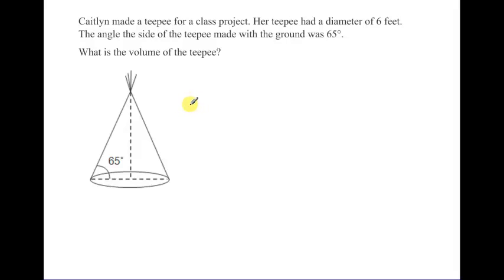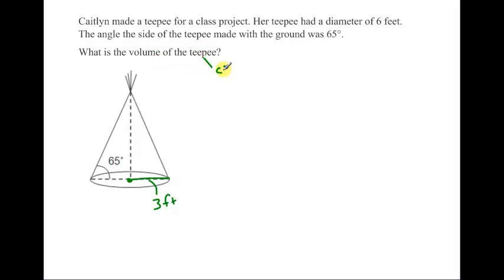This one looks a little more interesting. Let's read through it. Caitlin made a teepee for a class project, and her teepee had a diameter of 6 feet. I don't see that on here. Diameter is 6 feet. I know I need radius, so I'm going to put radius in there as 3 feet. And the angle the side of the teepee made with the ground is 65 degrees, which I do see here. What is the volume of the teepee?